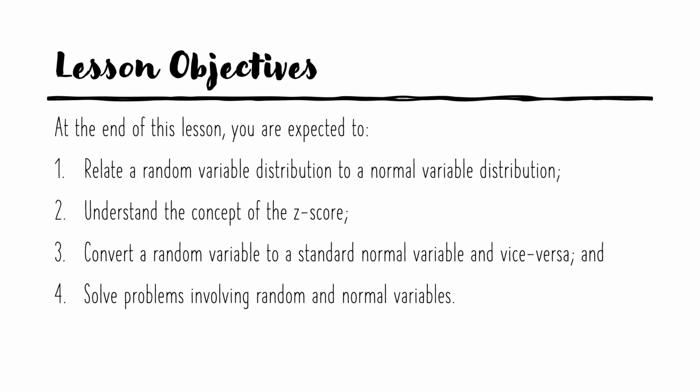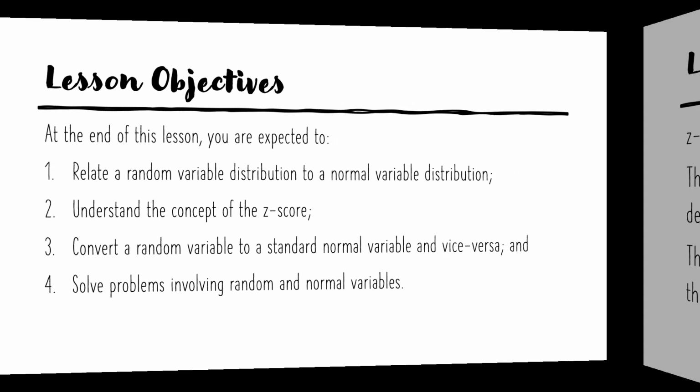Our lesson objectives: at the end of this lesson, you are expected to relate a random variable distribution to a normal variable distribution, understand the concept of the Z-score, convert a random variable to a standard normal variable and vice versa, and solve problems involving random and normal variables.